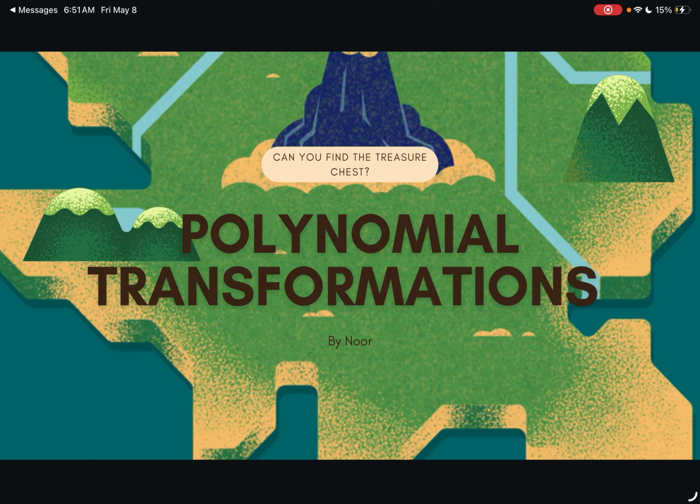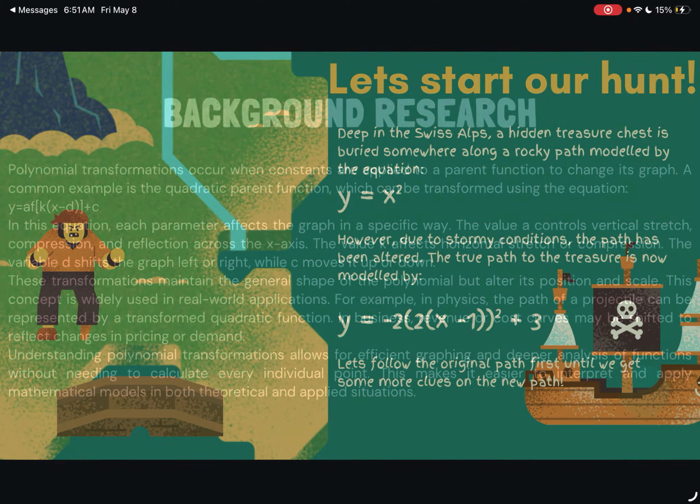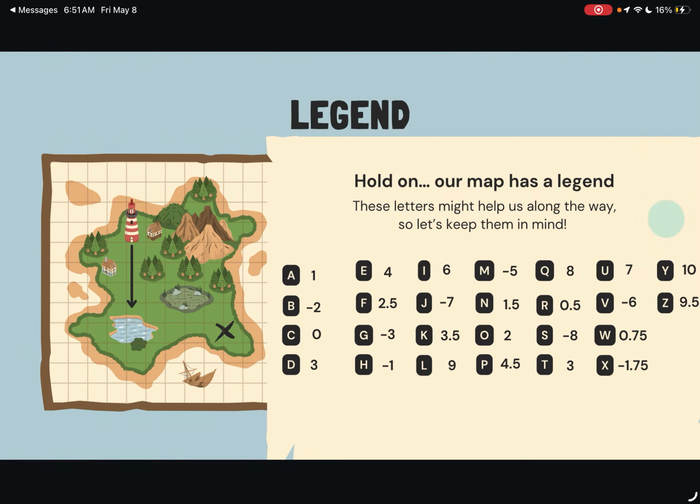Polynomial transformations. Deep in the Swiss Alps, a hidden treasure chest is buried somewhere along a rocky path modeled by the equation y equals x squared. However, due to stormy conditions, the path has now been altered. The true path to the treasure is now modeled by y equals -2(x - 1) squared plus 3. Let's follow the original path first until we get some more clues on the new path.